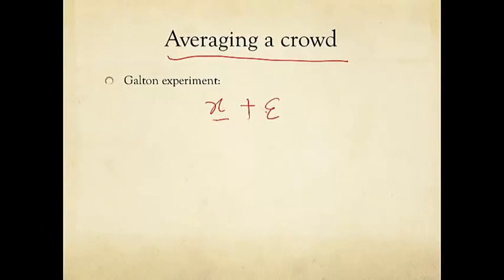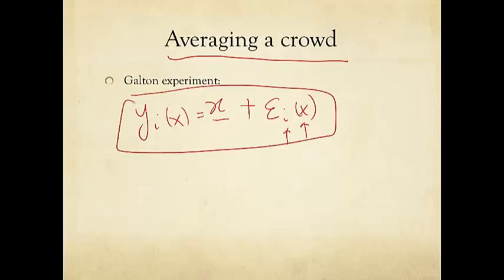But everybody got some error term, which could depend on the actual weight X and also differs from one person to another. We call this the estimate Y sub i for the ith participant in the experiment as a function of X. So this is an additive error model of the estimate provided by each person. And let's say there are n of these people, so i goes from 1 up to n, say 787.